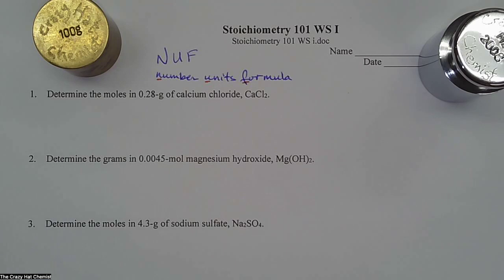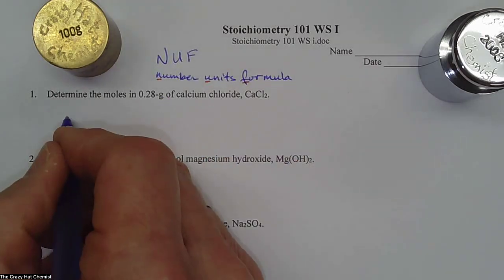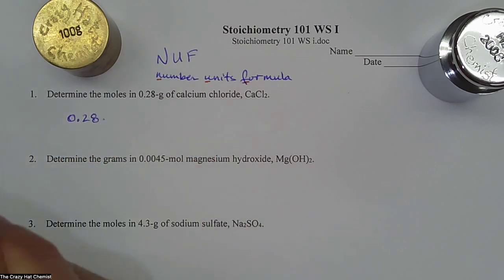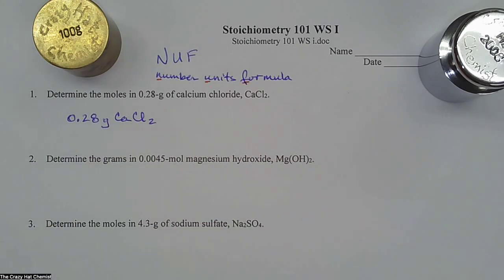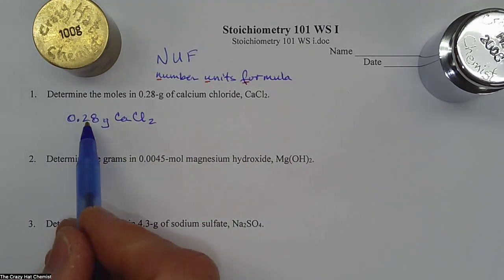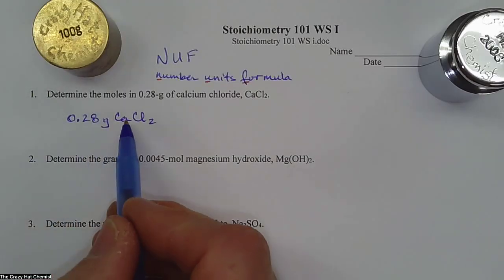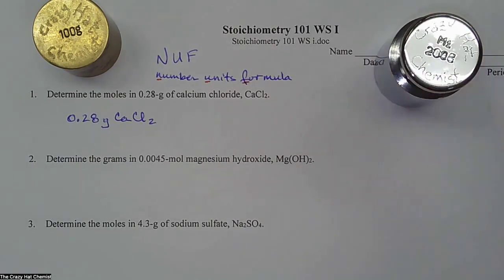We are going to start with a number, the units, and the formula. So the number is 0.28, and the units are grams. The formula is CaCl2. This is how this system works. We're going to start off with a number, 0.28, the units, grams, and then the formula, CaCl2. We're going to have that at every single step as well.